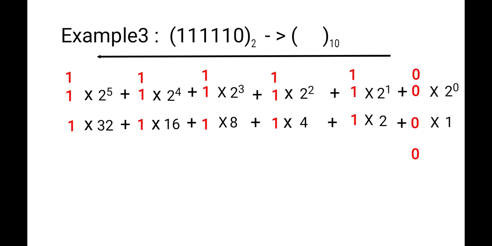Now any number multiplied by 0, 0 comes. 2 multiply 1, 2. 4 multiplied by 1, 4. 1 multiply 8 equals 8. 1 multiply 16 equals 16. 1 multiply 32 equals 32. Now we will add all these numbers. What will come? 62. So this 62 is the decimal equivalent of the given binary number.